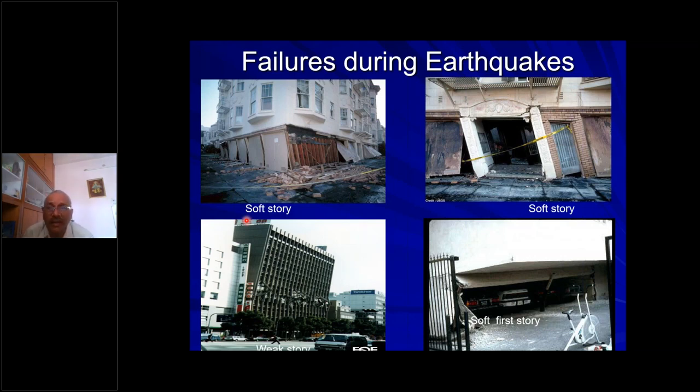Mostly the soft story is the one which is very detrimental to building structures. Soft story means where the stiffness of one particular floor is less compared to the other floors. Or weak story, which refers to strength: the strength of one particular floor is less when compared to the other floors, top floors or bottom floors. The soft story or the weak story causes devastating effects on buildings.